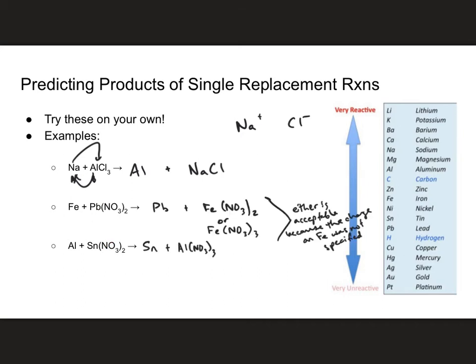Okay, so let's go ahead and see how you did here. The second one, iron plus lead(II) nitrate. The iron is above lead, so this is going to happen. The easy product to predict is the lead, the element lead.